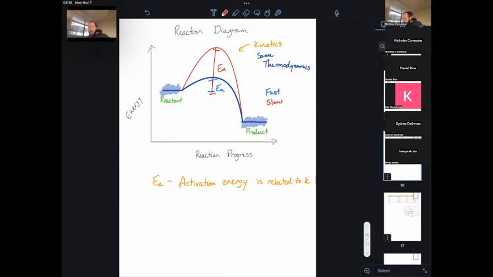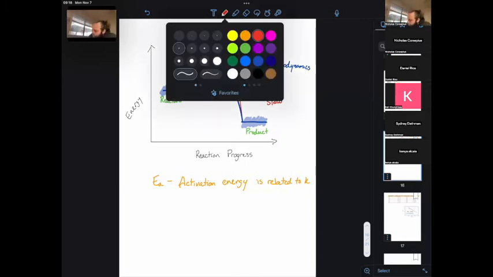All right, so the height of this barrier corresponds to the kinetics of the reaction. Again, the larger the amount of energy that has to be overcome, the slower the reaction. All right, so somebody came along and actually linked these two together.